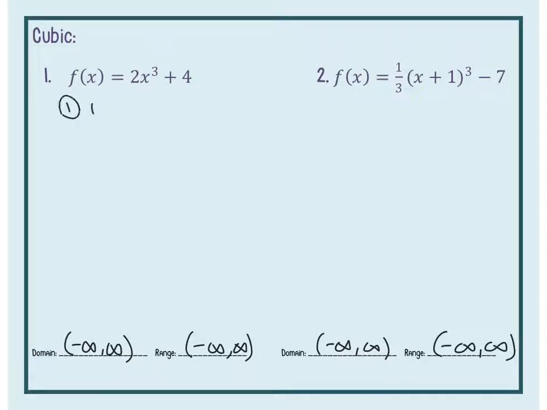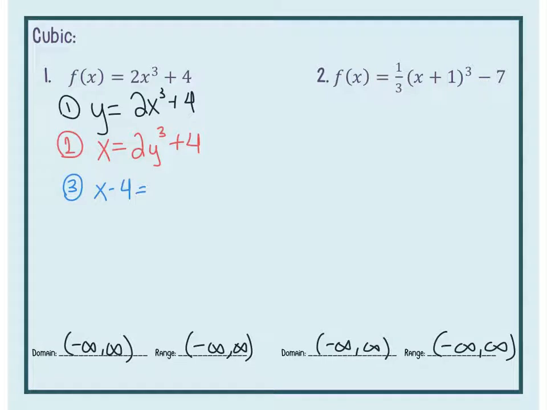Step 1 was we rewrite it with the y in place of f of x. Step 2 is we're going to switch the x and y. Okay, now mathematical properties, we need to get this y by itself. Now, I can't get this y by itself till everything is moved over to the other side. So my first step is to subtract 4 from both sides. Now, I can't take this cube root yet because of that 2 in front of it. How can I move that 2 to the other side? I divide by 2.